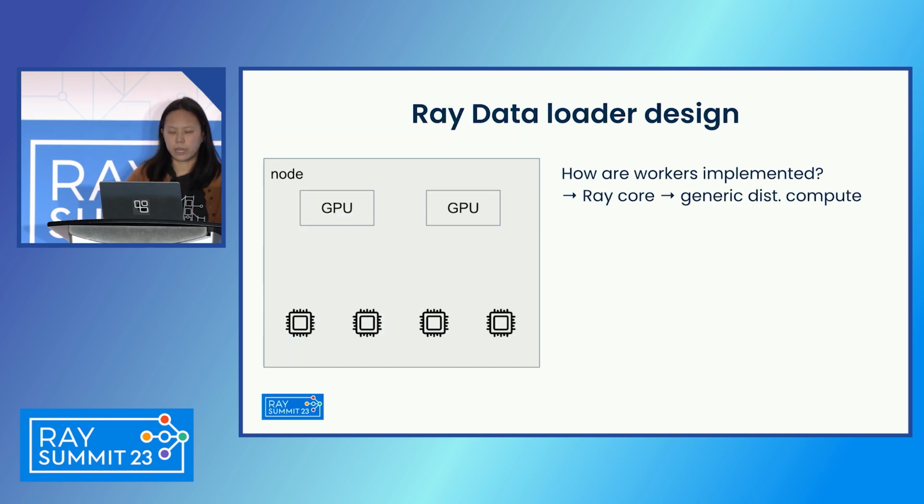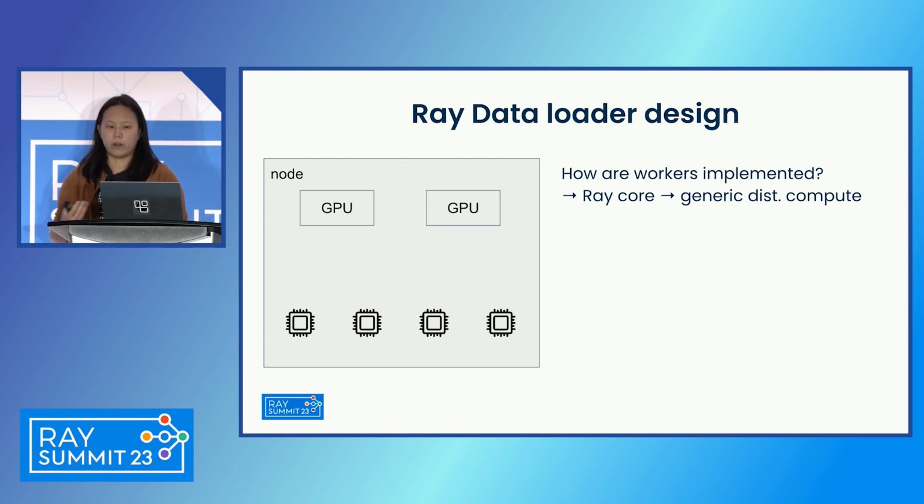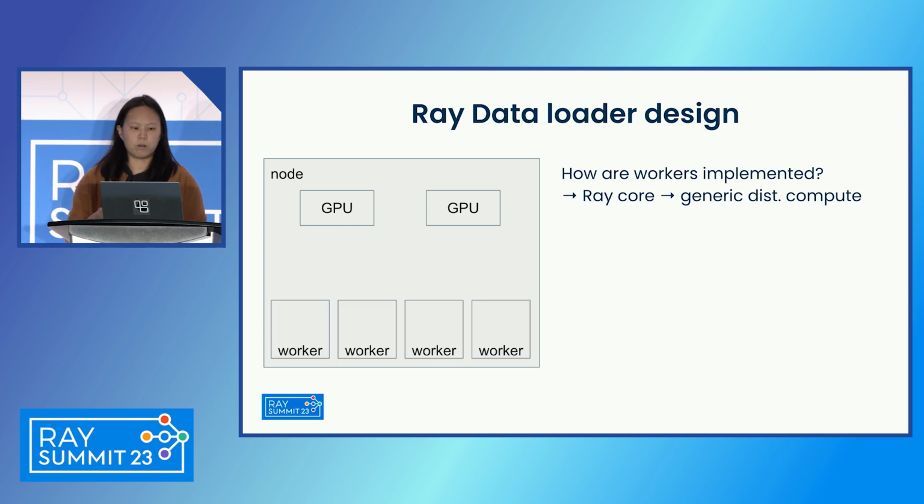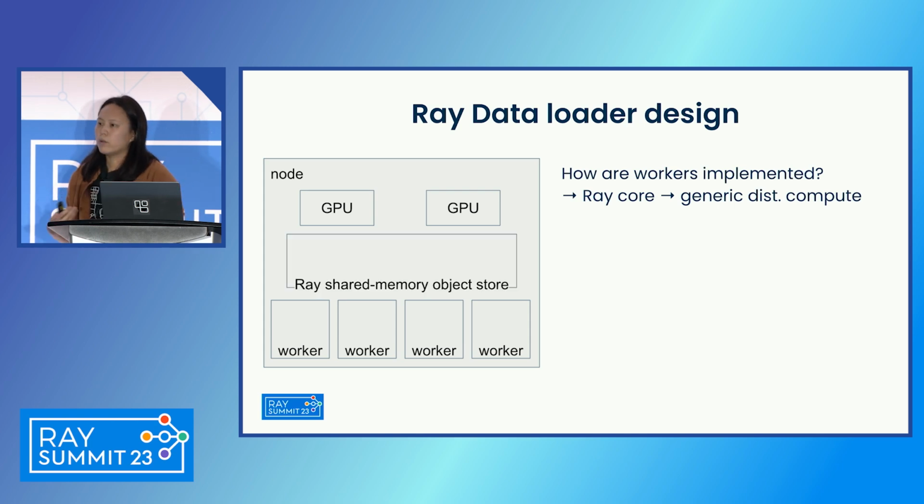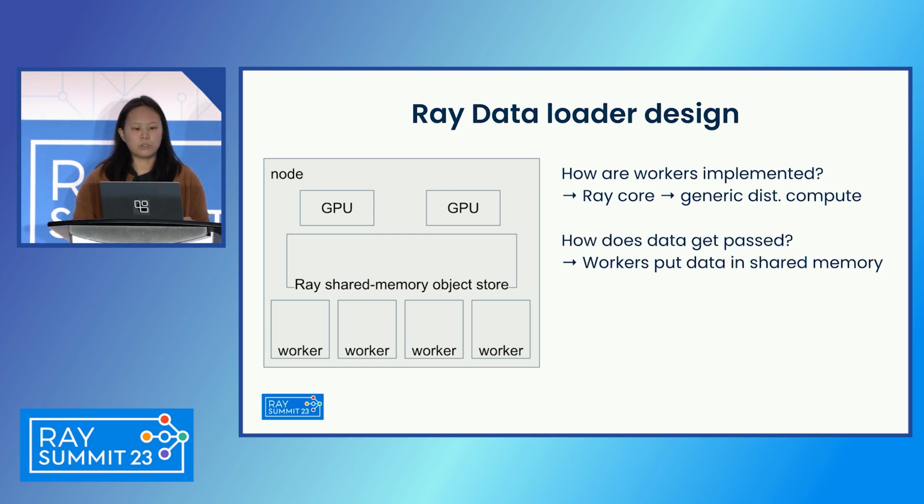So in the Ray Data design, we're going to depend on Ray Core to do a lot of these generic multi-core distributed compute things for us. And then Ray Data is going to build on top of that to give you some of these data loading specific things. Here, the cores will be managed by Ray Core. So Ray Core will start workers as necessary to keep up with the work that's being assigned. Ray also has this shared memory object store, which in this case acts as a buffer between the workers and the GPU memory.